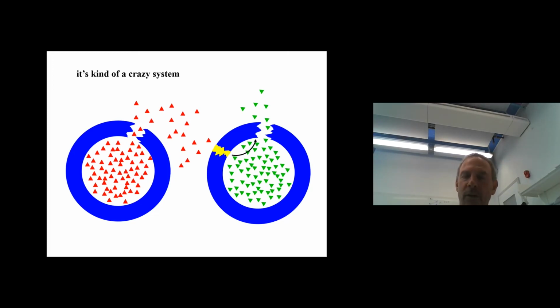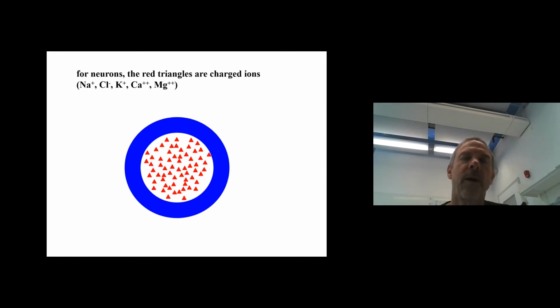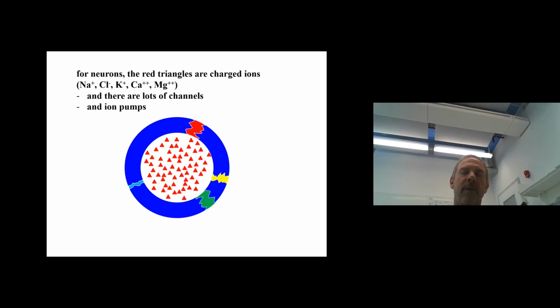And the reason neurons are interesting is because they're very long range. So now a single cell can influence not just local cells, but many cells, about 1,000 cells, some of them many, many centimeters or even meters away. And so for neurons, the red triangles are charged ions: sodium, chloride, potassium, calcium, magnesium. There are lots of channels and there are ion pumps to keep an ion imbalance. So for neurons, the amount of, let's say, sodium on the inside and the outside is very different.